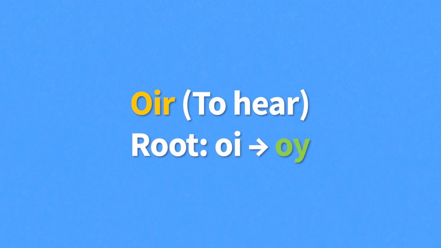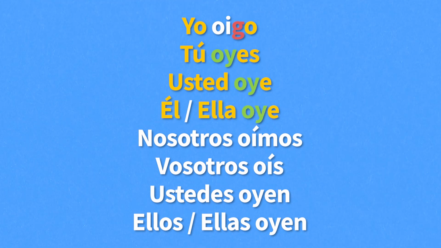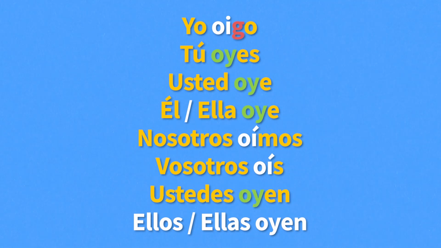Another very important verb is the verb oír, or to hear, which is also irregular, meaning its stem changes. Let's take a closer look at the conjugations. Yo oigo, tú oyes, usted oye, él, ella oye, nosotros oímos, vosotros oís, ustedes oyen, ellos, ellas oyen.